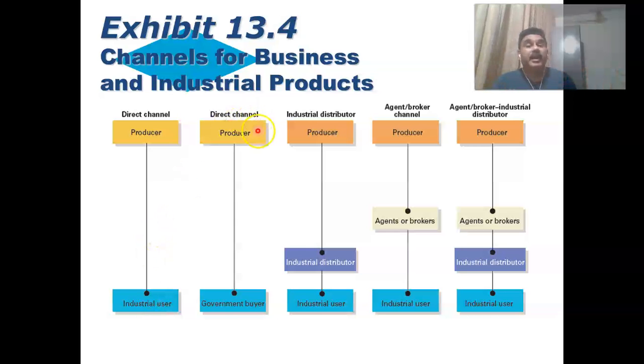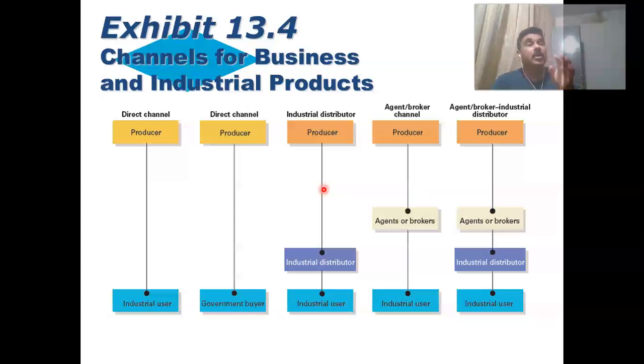Then the direct channel is again there for producers to the government buyers, so they sell their products directly to the government buyers. Then industrial distributors are there between the producer and the industrial user, where they are not selling their product directly to the industrial user. First they sell their product to the industrial distributors.